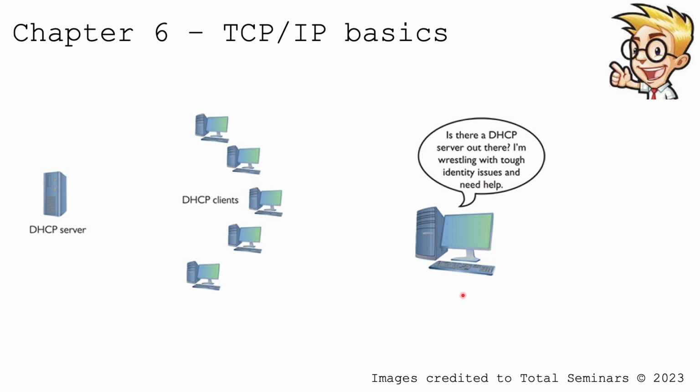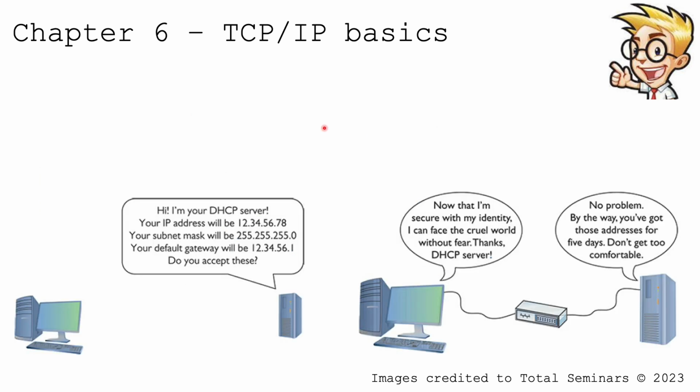Okay, so for example, we'll read this comment here. Is there a DHCP server out there? I'm wrestling with tough identity issues and need help. Okay, don't you ever feel that way? Don't you just need a DHCP server to give you your identity? Well, in this case, we do. Hi, I'm your DHCP server. Your IP address will be 12.34.56.78. Your subnet mask will be 255.255.255.0, and your default gateway will be .1.